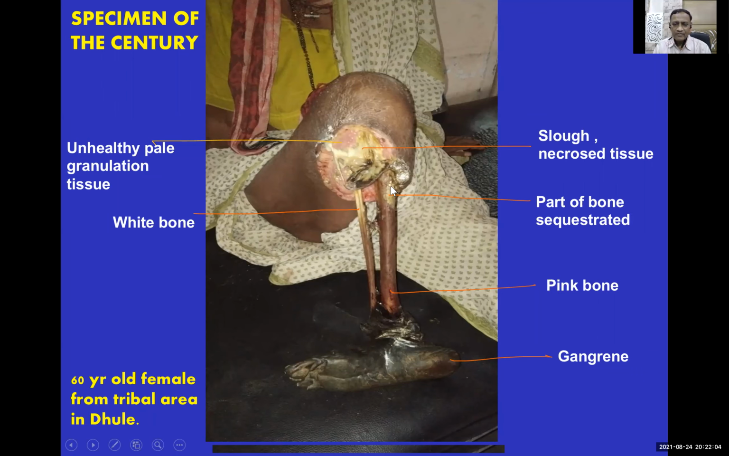This is the tibia, which shows the bone getting sequestrated. This is the pink colored bone. Probably this is alive, maybe because of a patent nutrient artery. This is the fibula, which also looks pink. And this is the white colored part, which is getting sequestrated. This is the slough with necrosed tissue. This is unhealthy pale granulation tissue. And you can see the foot is totally gangrenous.